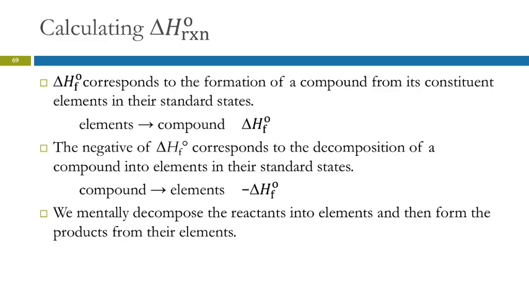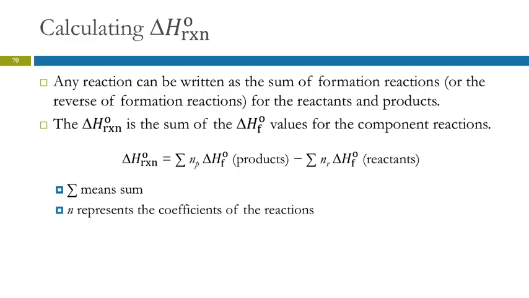So what we do is we look at the chemical equation we're trying to write a heat of reaction for, and we say, well, what's going to happen if we decompose the reactants into their elements and then use those elements to make the products? We can look up the heat of formation for the different compounds and just add them together. We can write any reaction as a sum of the formation reactions. That's using Hess's law. That gets a little tedious.